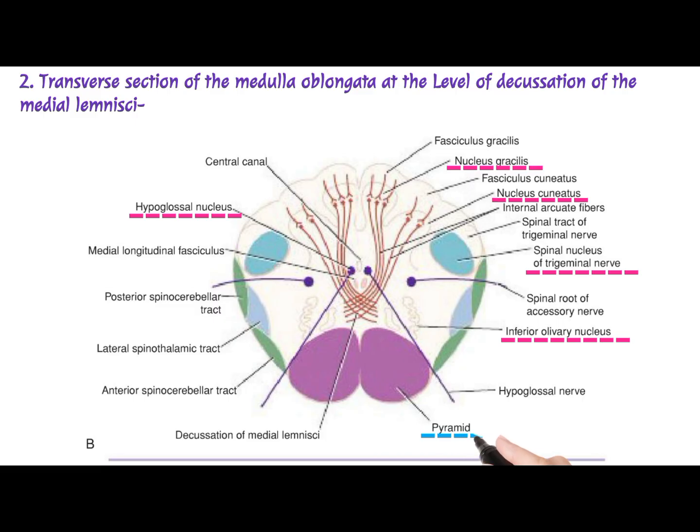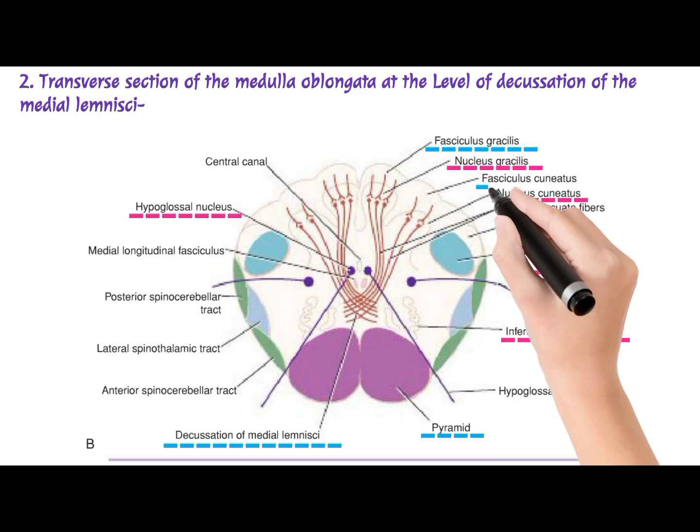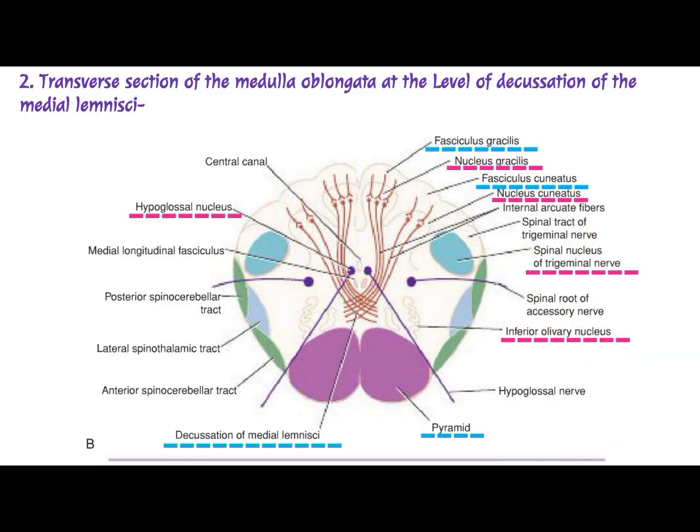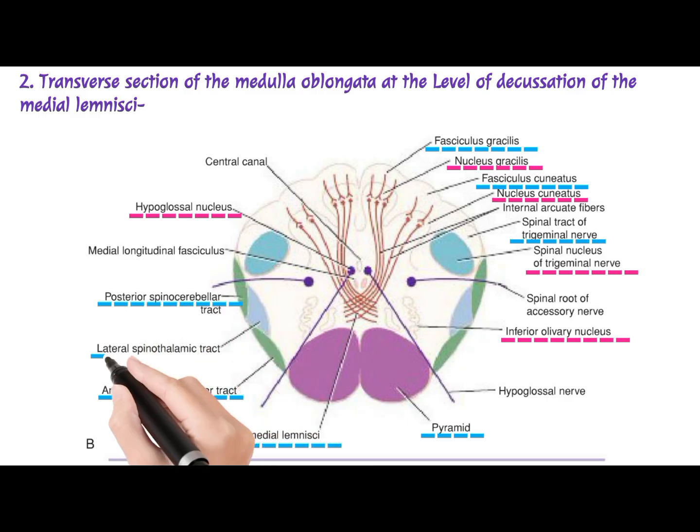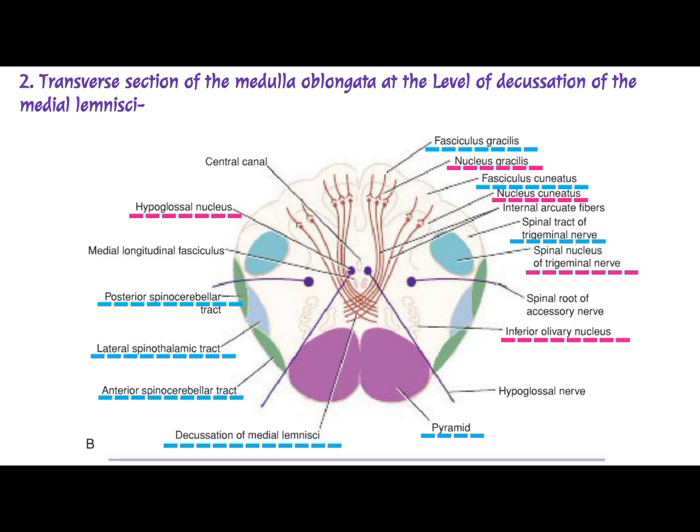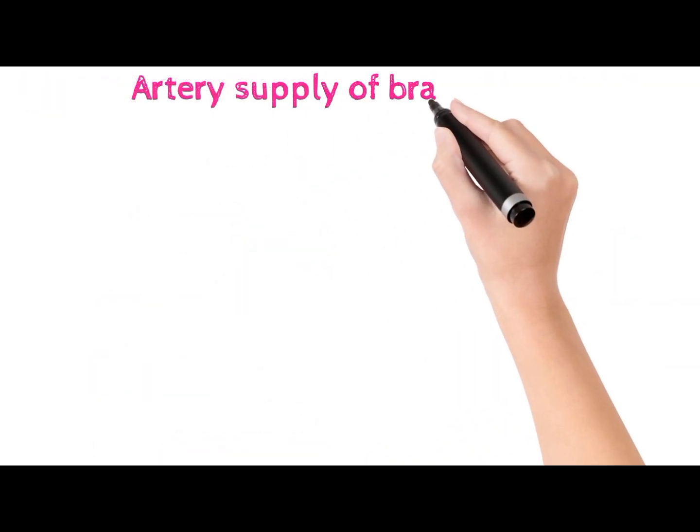This is pyramid, and this is decussation of medial lemnisci. This is fasciculus gracilis, fasciculus cuneatus, spinal tract of trigeminal nerve, anterior spinocerebellar tract, posterior spinocerebellar tract, lateral spinothalamic tract. Now the arterial supply of the brainstem.